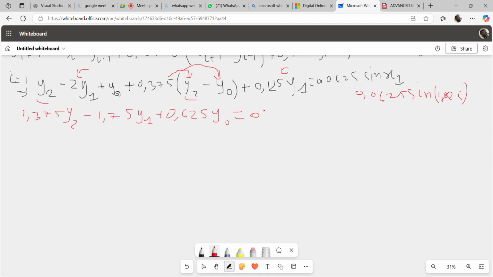What do you have as value here? Put it in radian mode. 0.0625 sine 1.25.